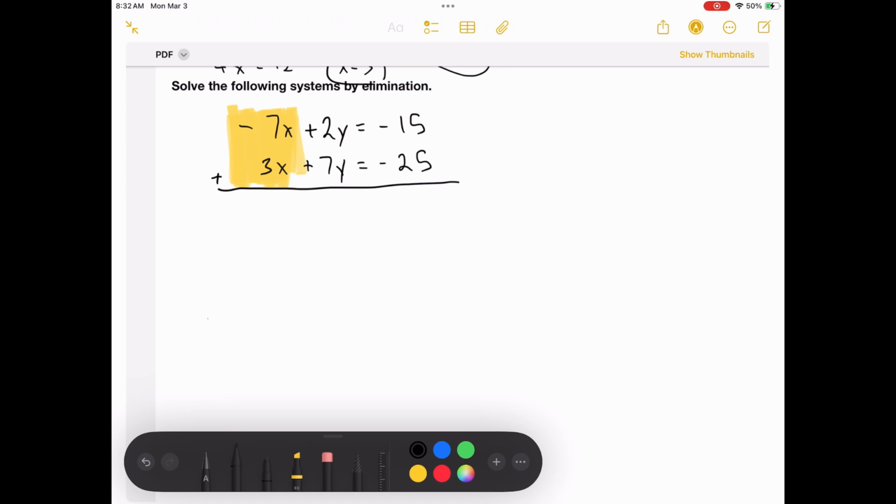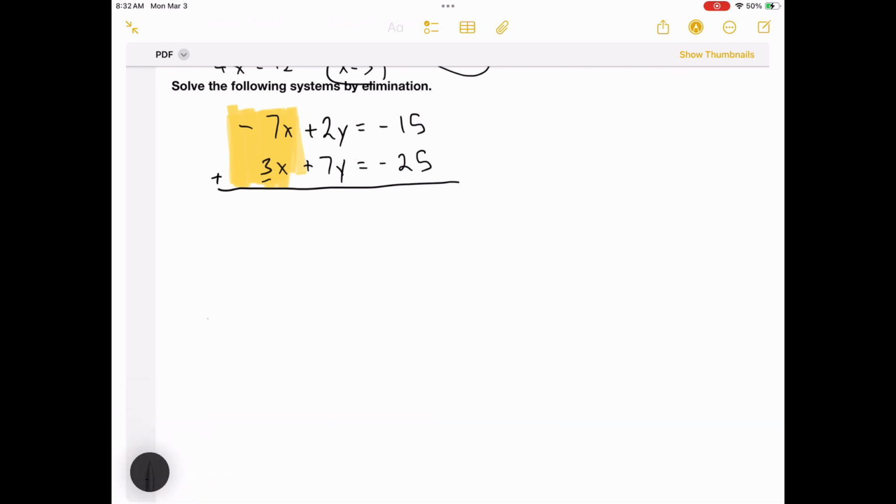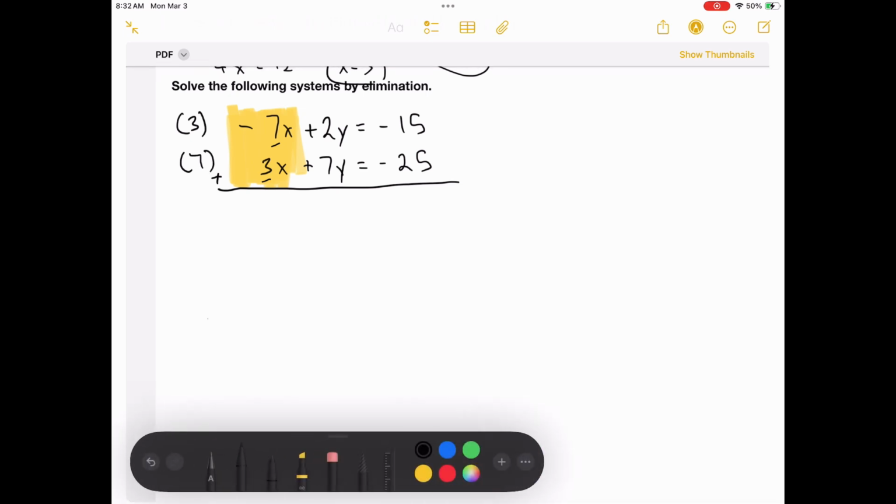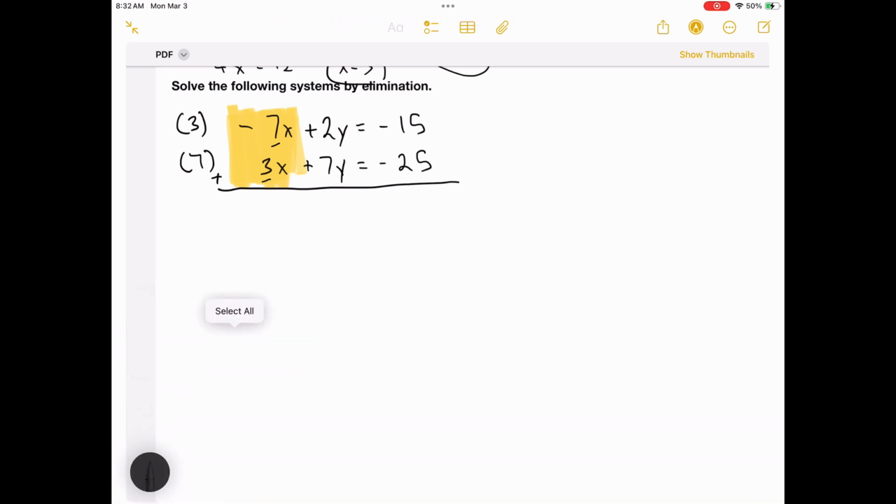So what I'm going to do is look at the bottom number. The bottom number is 3. That means I'm going to multiply the top by 3. The top number is 7. That means I'm going to multiply the bottom by 7. When I do this, I'm going to rewrite the whole thing here, and I'm going to make sure I multiply everything by 3. So I'm going to get negative 21x plus 6y equals negative 45.